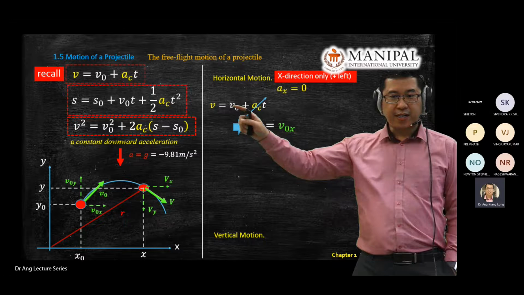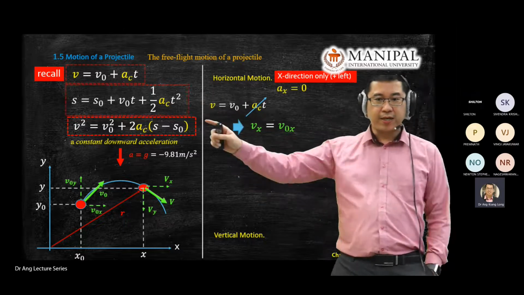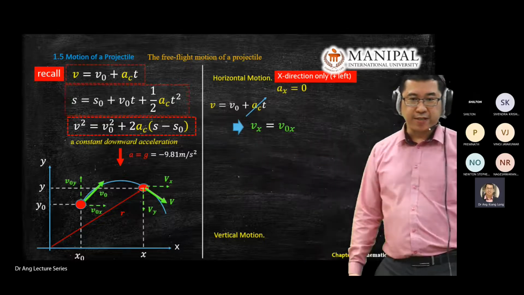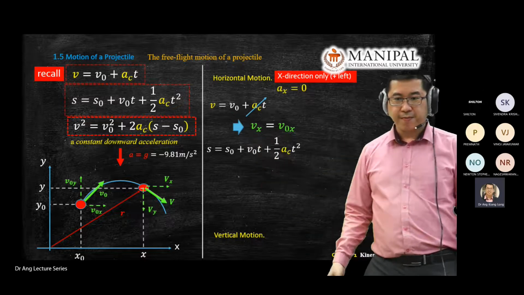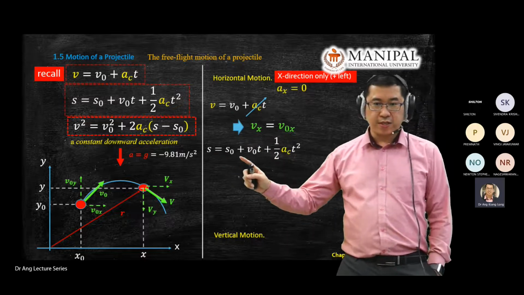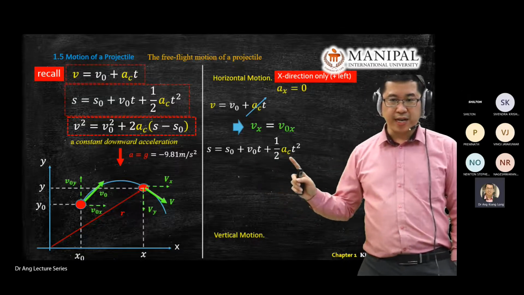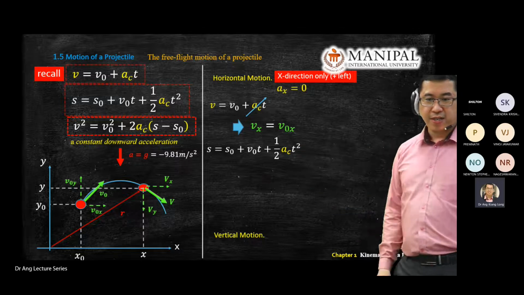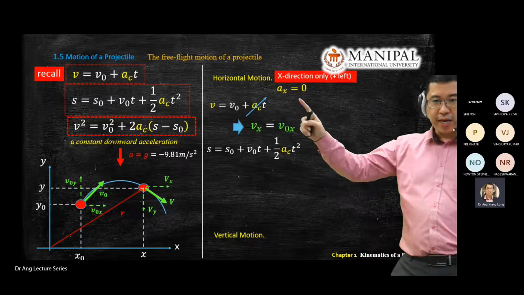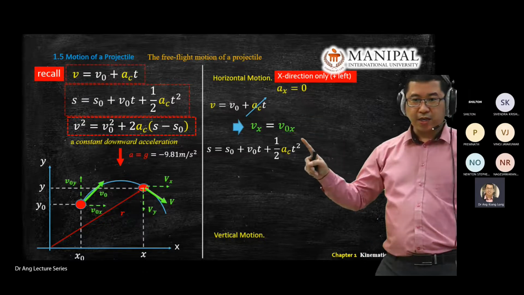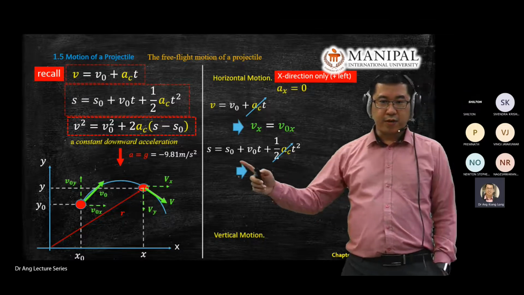Second, we have cleared the first one. We look at the second one that I highlight now. What about the displacement, S? So I copy the equation here. S equals S0 plus V0t plus half a t squared. You know that for horizontal motion, your ax equals 0. So here also cancels, and it will give you a new equation.